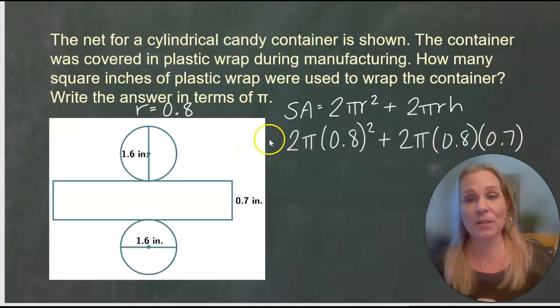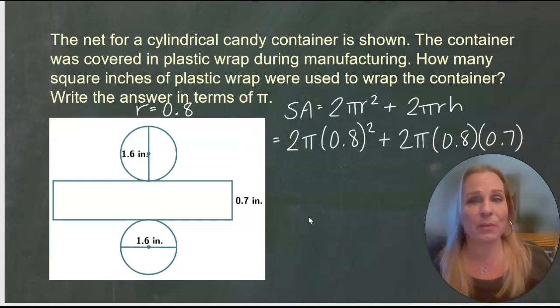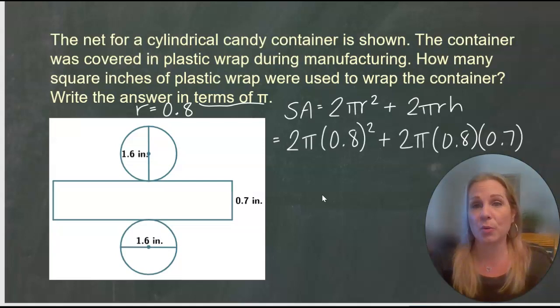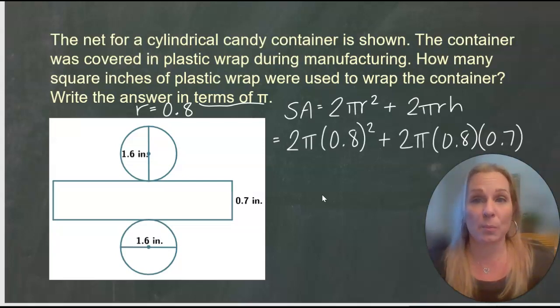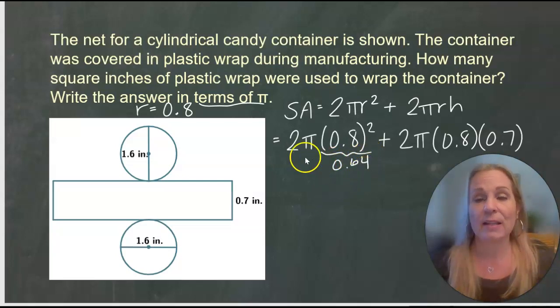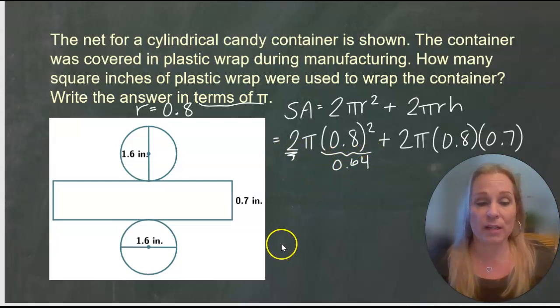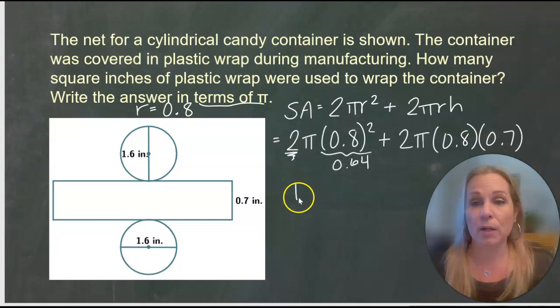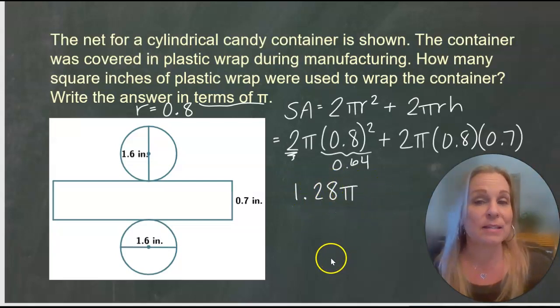Okay, now when we put this in our calculator, we're not including the pi, remember, because it says in terms of pi. But follow order of operations. We have to square first. So 0.8 times 0.8 equals 0.64, 64 hundredths, right? Then I have to multiply that by this 2 right here. So times 2 equals, and I get 1.28, and then my pi is still there, right?